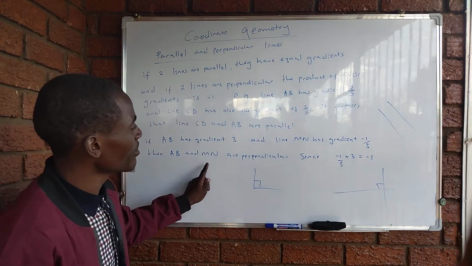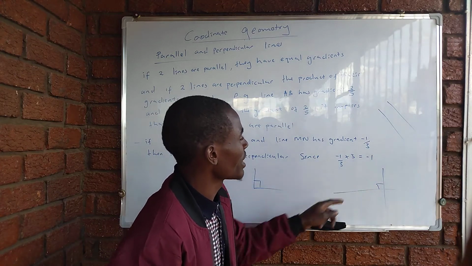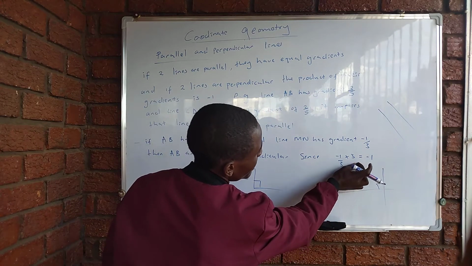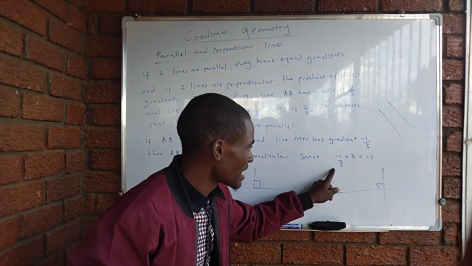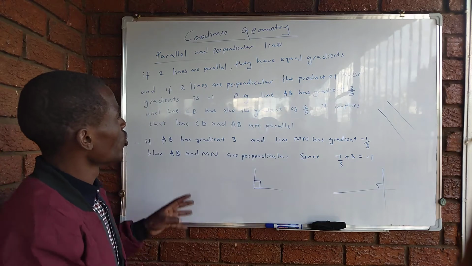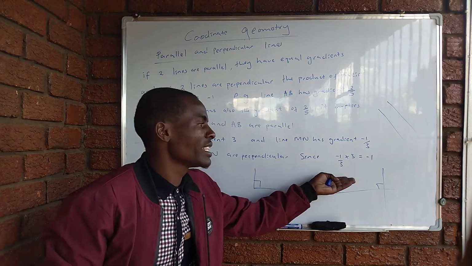then AB and MN are perpendicular. Since minus 1 over 3 times 3 is equal to minus 1. Ukona gradient minus 1 over 3 remaining 3 ukamultiply ukona minus 1, which means my lines 2 and my gradients they are perpendicular. Those nongoreva ndo kuti uzive kuti my lines are perpendicular, just multiply their gradients.